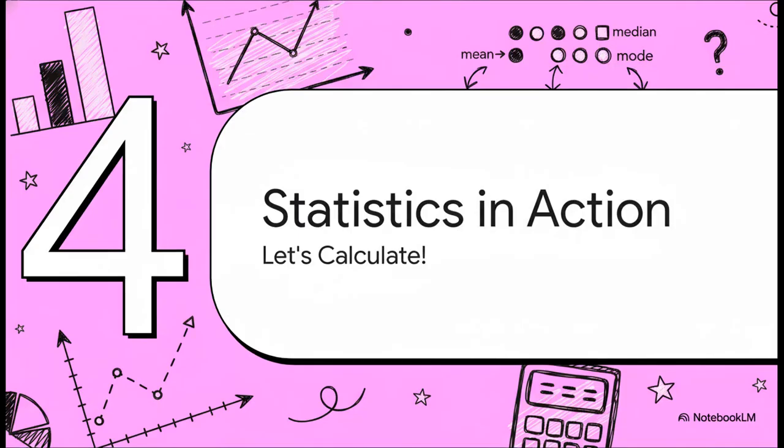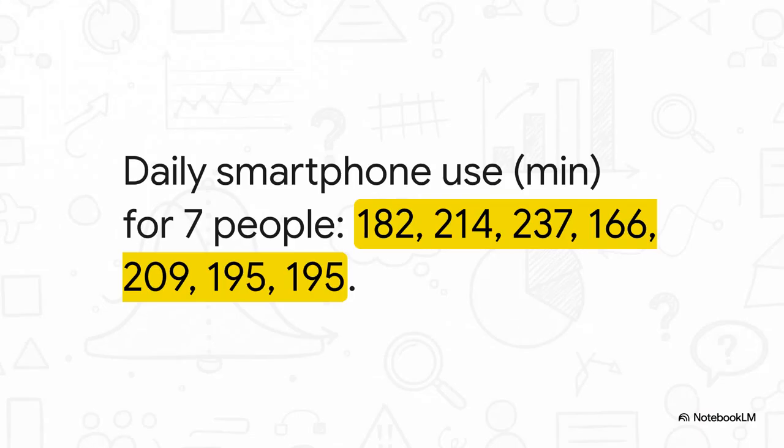All right, enough theory. The best way to get a feel for this stuff is to just do it. So let's grab a quick set of data and actually calculate our mean, median, and mode. We're going to use this data right here. It's the daily smartphone use in minutes for a small sample of 7 people. I think that's a pretty relatable topic for most of us. So let's find the center of this data.